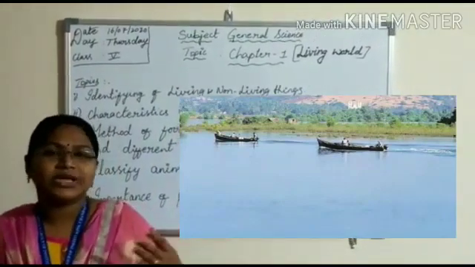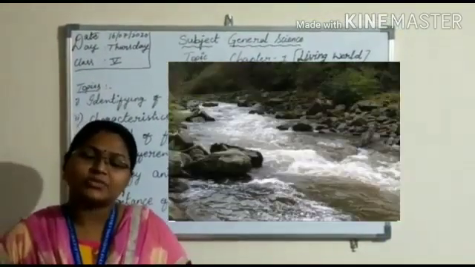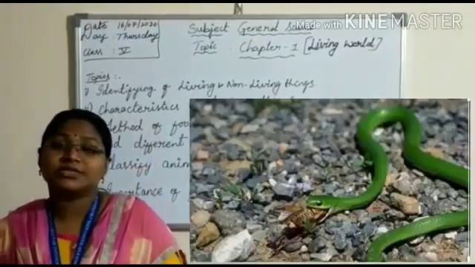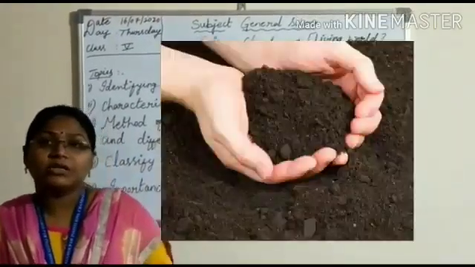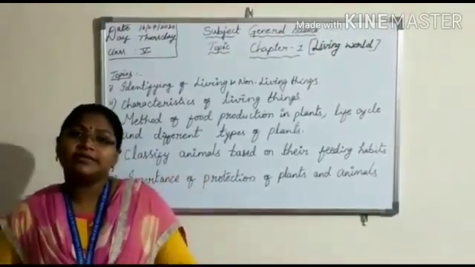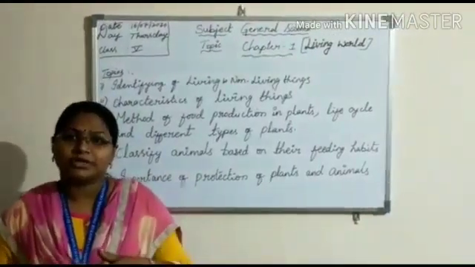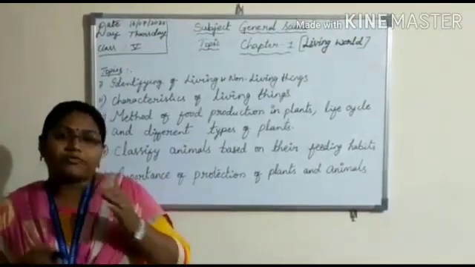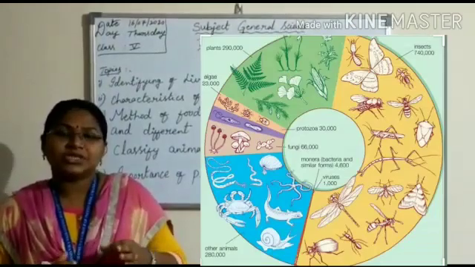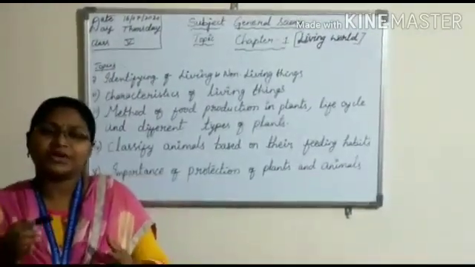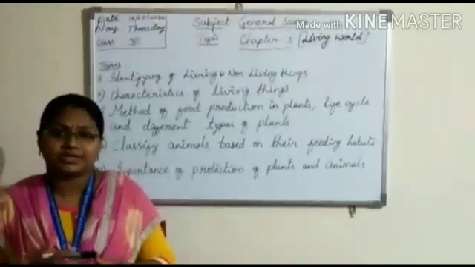That means we can see rivers, streams, waterfalls, trees, flowers, snakes, some birds, insects, soil and light. So many things around us we call the environment. This is our environment. This environment has diversity, which means a very special feature. Diversity means we are not living in the same way. There is a different range of different things.